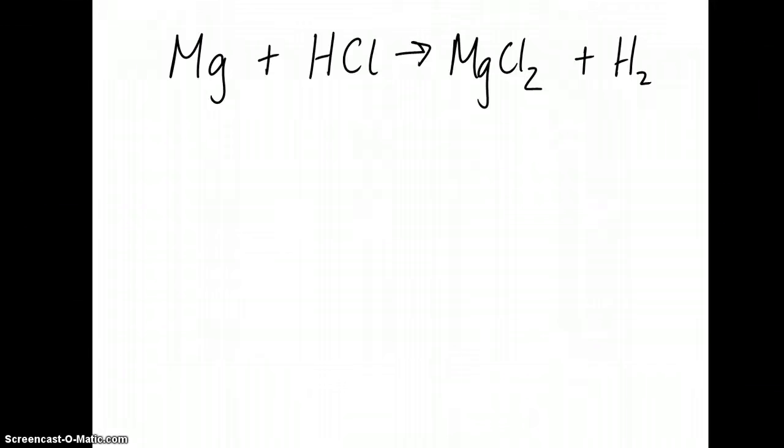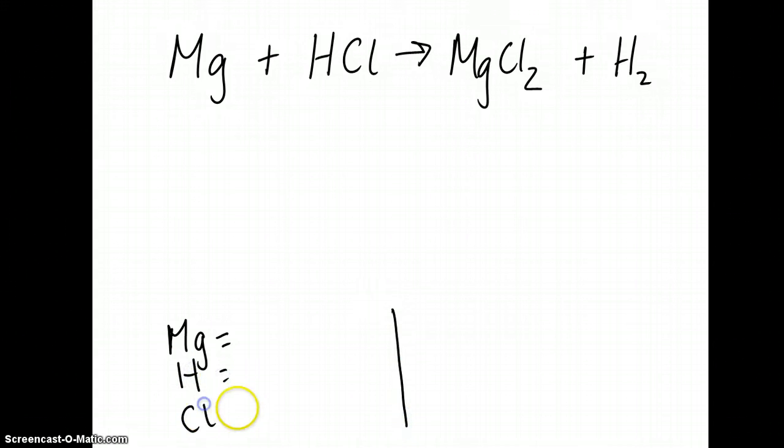So on the bottom here we'll do our counting. We have magnesiums on the reactant side. Let's draw that line. We have hydrogens and we have chlorines. Okay, and of course on this side we're also going to have magnesiums, hydrogens, and chlorines. And remember, our goal is to have them be balanced so that the number of atoms on the reactant side is equal to the number of atoms on the product side.